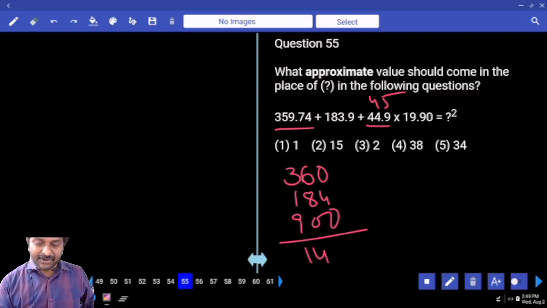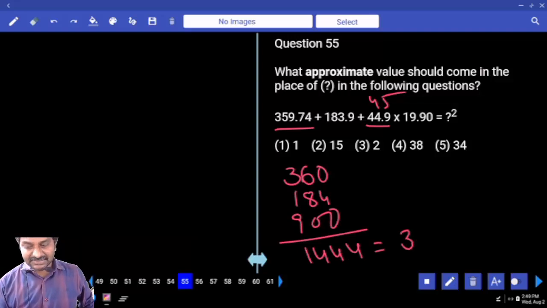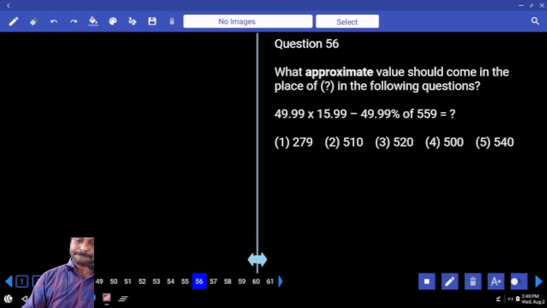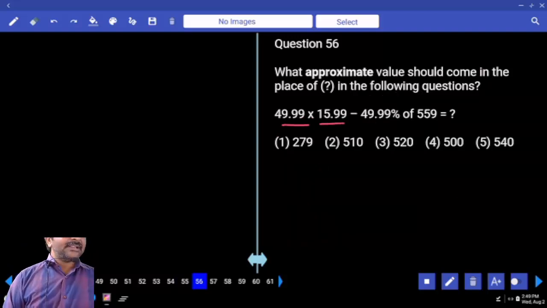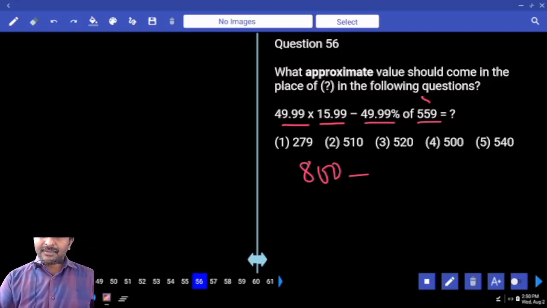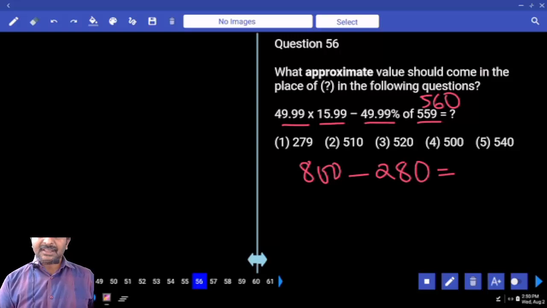That is 1444. Which square is this? 38 square. 50. 16 times. 1600 times and half only. How much is that? Minus 50% of 560, 50%, which is 2. Subtract 300, add 20, 520.